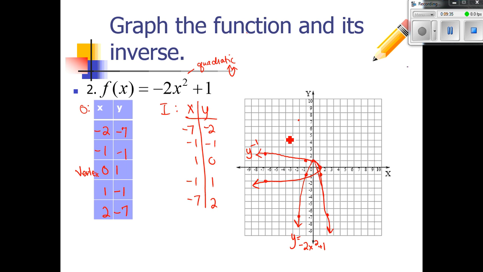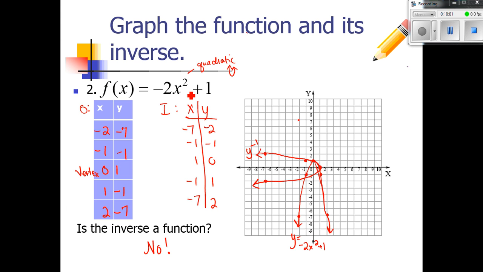And if I use the vertical line test, would this inverse be a function? And no, it would not be a function. It would not pass the vertical line test. So sometimes if you start with a function and you get its inverse, well, they're not functions, okay? So inverses don't necessarily have to be functions.